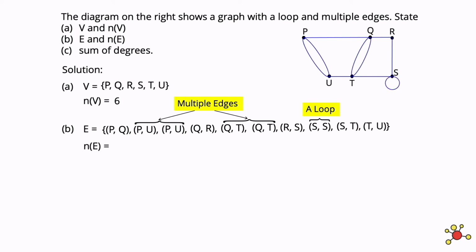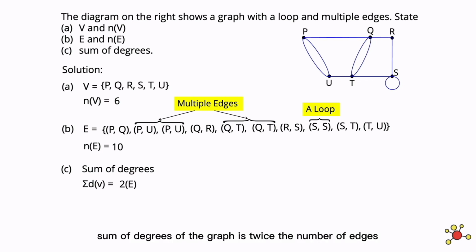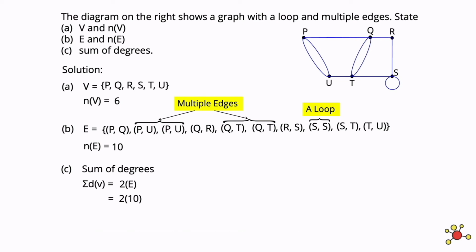The number of edges: count the edges 1, 2, 3, 4, 5, 6, 7, 8, 9, and 10. The number of edges is 10. C. Sum of degrees. Apply the formula. Sum of degrees of the graph is twice the number of edges. The number of edges is 10. 2 times 10 equals 20.